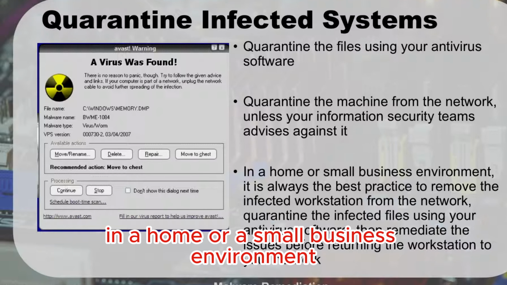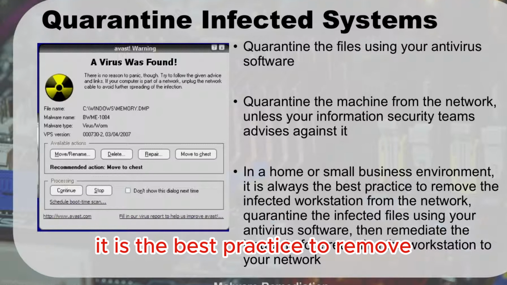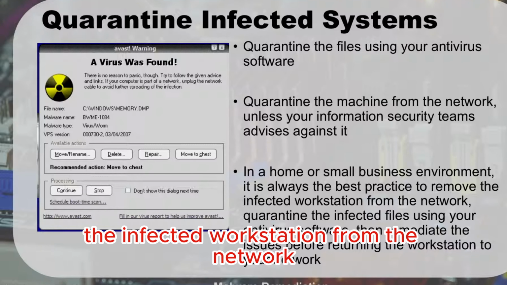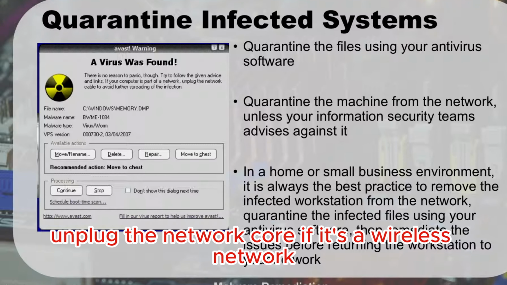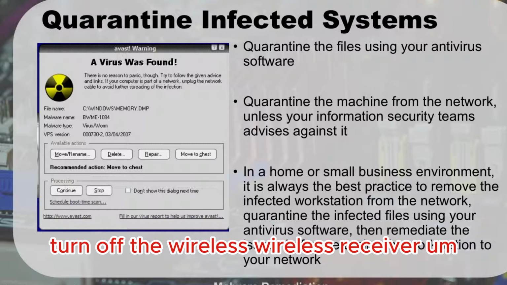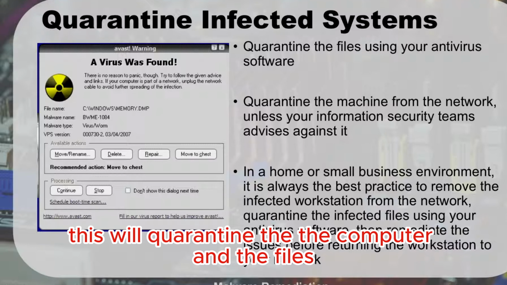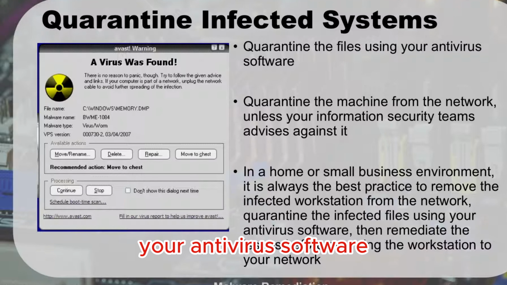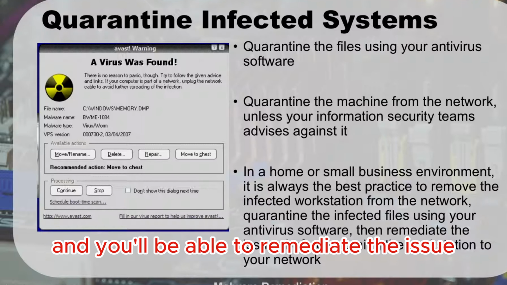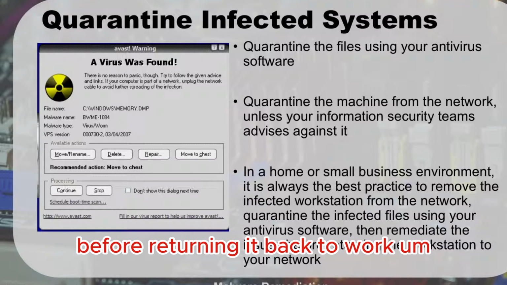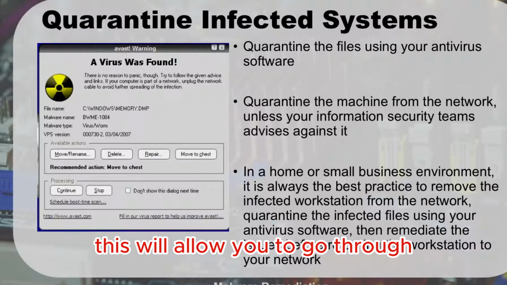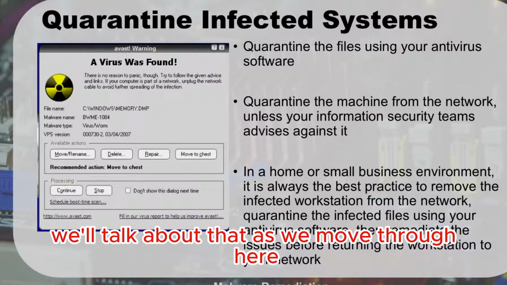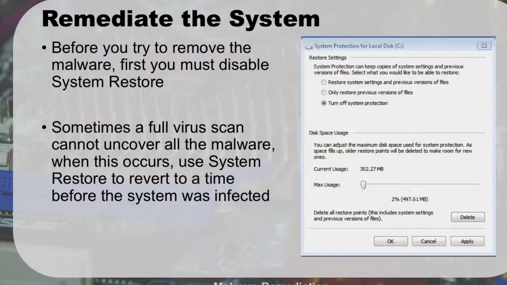In a home or a small business environment, it is a best practice to remove the infected workstation from the network. If it's a wired network, unplug the network cord. If it's a wireless network, turn off the wireless receiver. This will quarantine the computer and keep the files from spreading throughout the network. You'll then quarantine it using your antivirus software, and you'll be able to remediate the issue before returning it back to work. This will allow you to go through and clean up those virus files. We'll talk about that as we move through here.